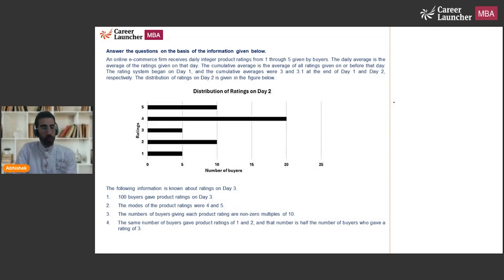Just 100. The modes were 4 and 5, and the number of buyers giving product ratings are non-zero multiples of 10, right? So rating 1, 2, 3, 4, 5. These are the modes, the most frequent, and both 4 and 5 are the mode. It means the number of ratings given for 4 and 5 would be equal and greater than 1, 2, and 3. And these are all non-zero multiples of 10. The number of buyers who gave a rating of 1 and 2 is half of the number who gave a rating of 3. So 1 and 2 is half of 3, 3 is double, a multiple of 10.